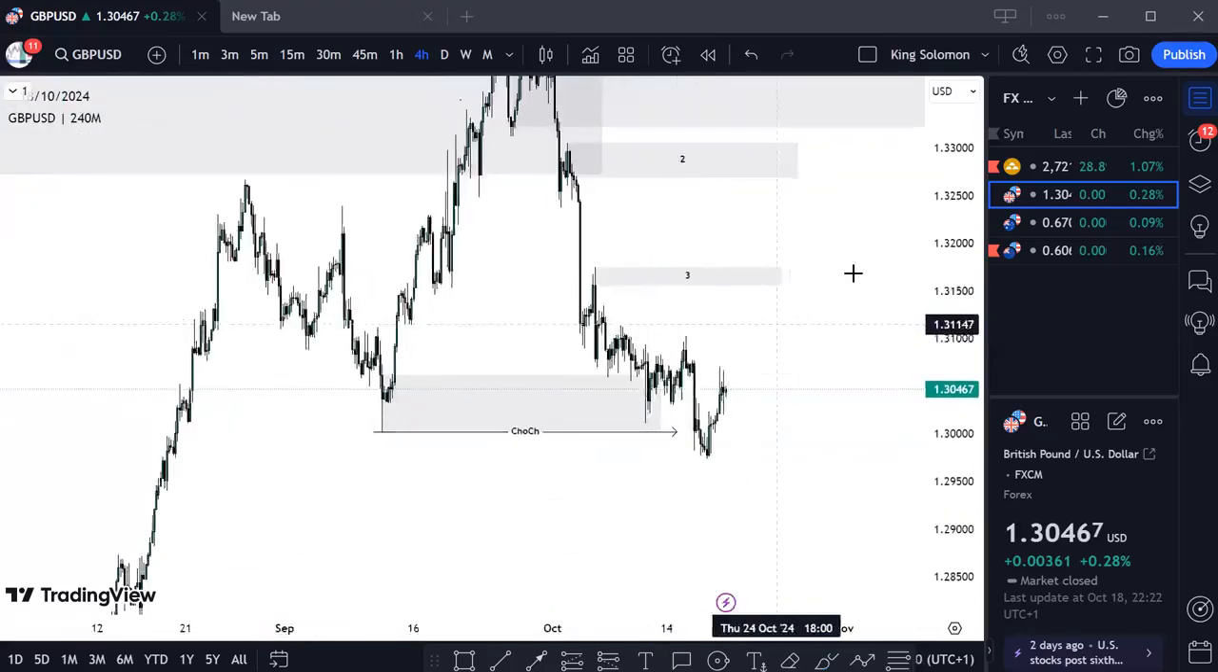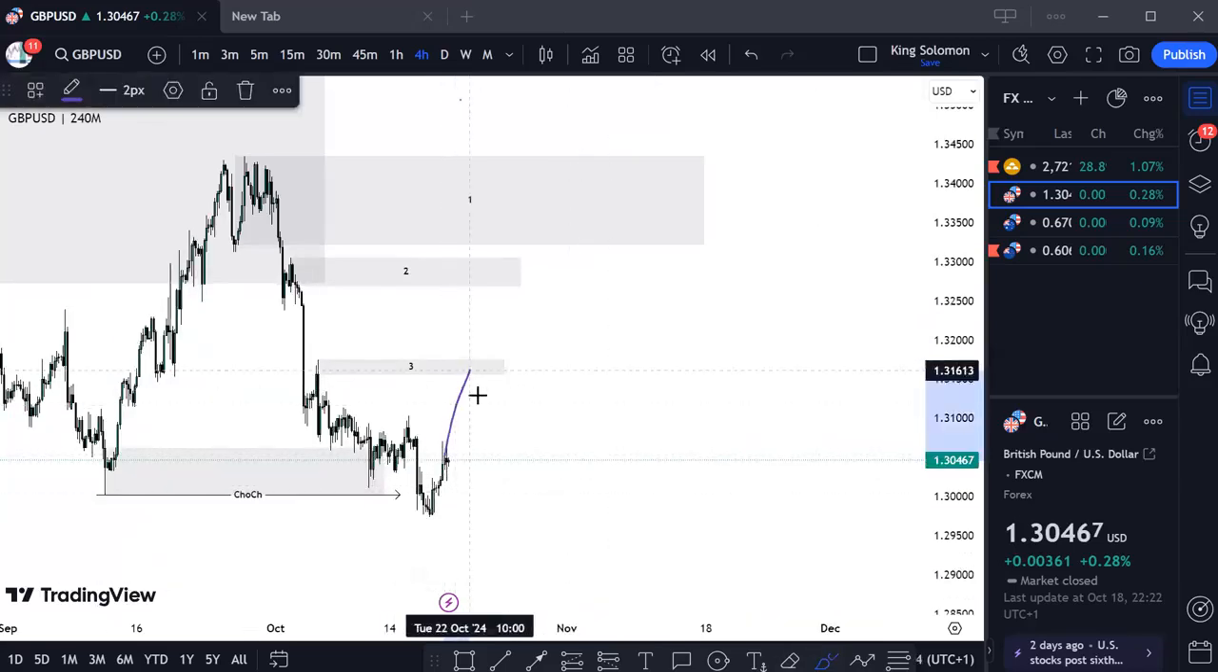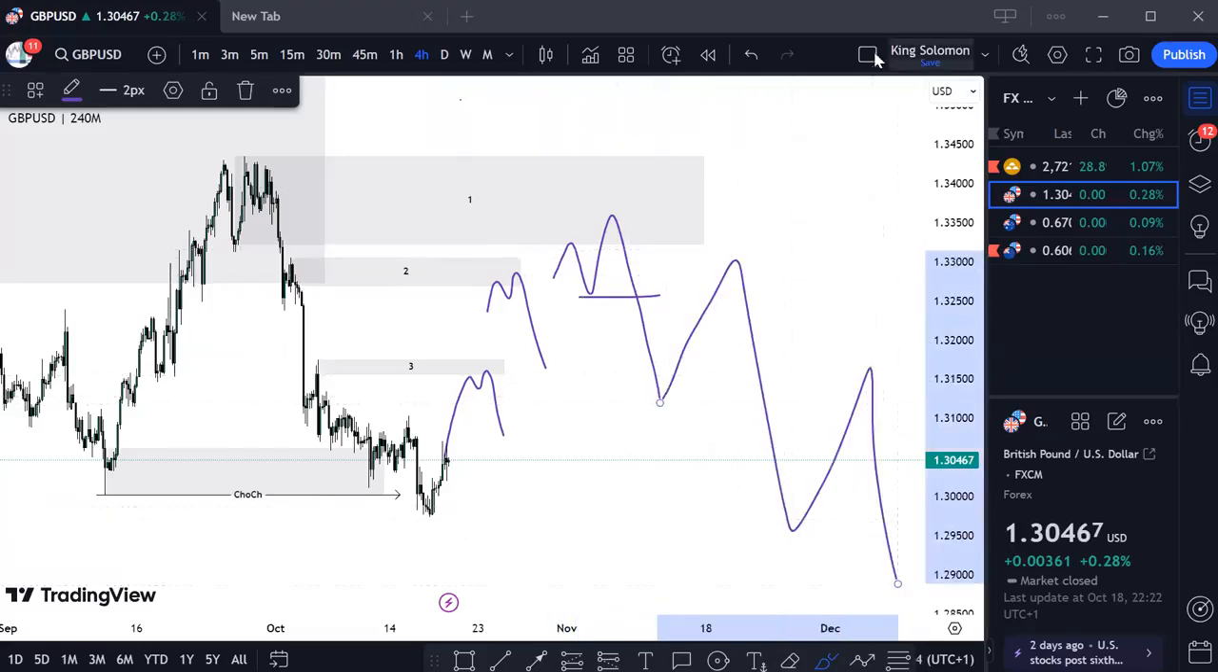So I would be anticipating the price retreats into one of these points to change character, either the 3 or the 2 or even the 1. I would actually love seeing a change of character from this first supply zone, because this is going to look very, very valid for me, yeah? Then I'll be taking short confirmations, all right?